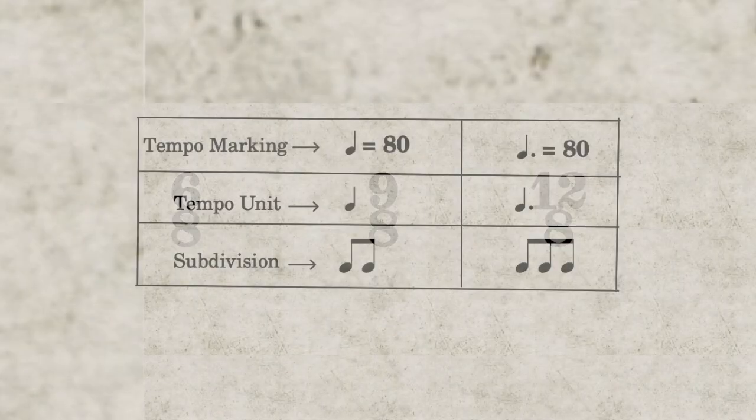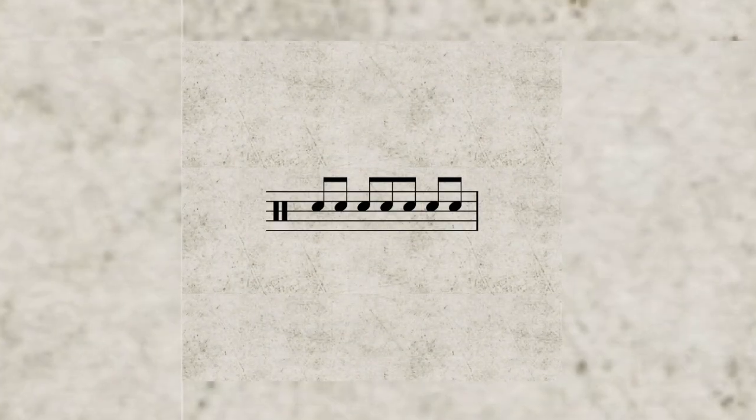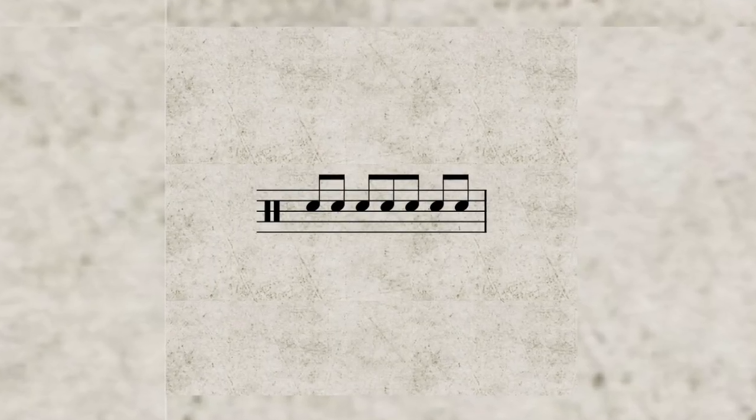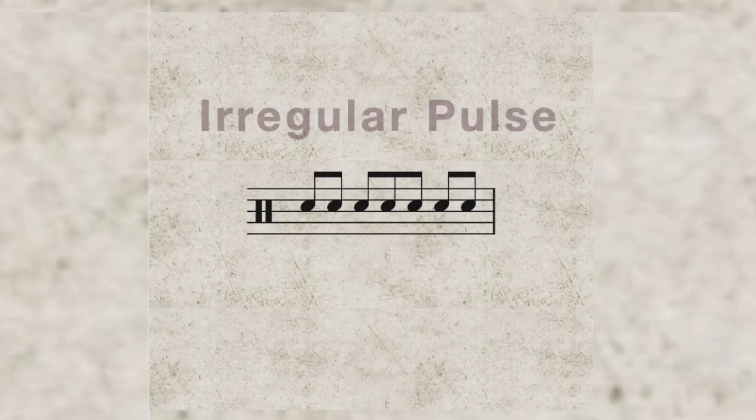So far, the bar examples shown in this video and the previous one have a regular subdivision of the tempo unit. But if a group of 2 eighths is alternated with a group of 3 eighths within the same bar while the duration of each eighth remains the same, then the bar will have an irregular pulse and its time signature may be 5/8, 7/8, or 11/8, among others. Let's look at some examples that have irregular pulse.